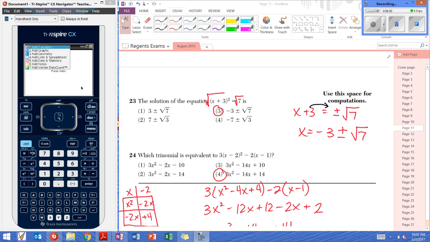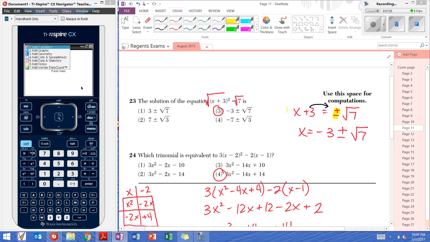Heading to question number 23, I really liked this because it was almost solved for us. The only thing that we needed to do was take the square root of both sides and then move the 3 over to the other side. Remember, when you take the square root of a number in an equation, you want to find the positive and negative root. That's why we have the positive and negative root sign in front. And remember, all of those answer choices are actually 2 answers in 1. So answer choice 1 is really 3 plus the square root of 7 and 3 minus the square root of 7. We just write it in a shorter way.